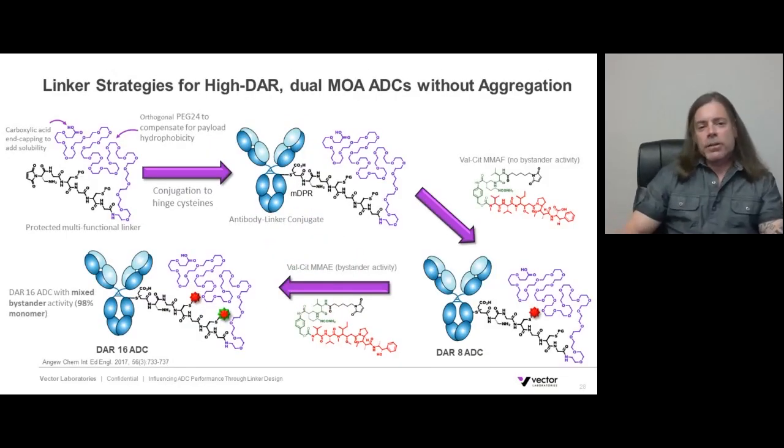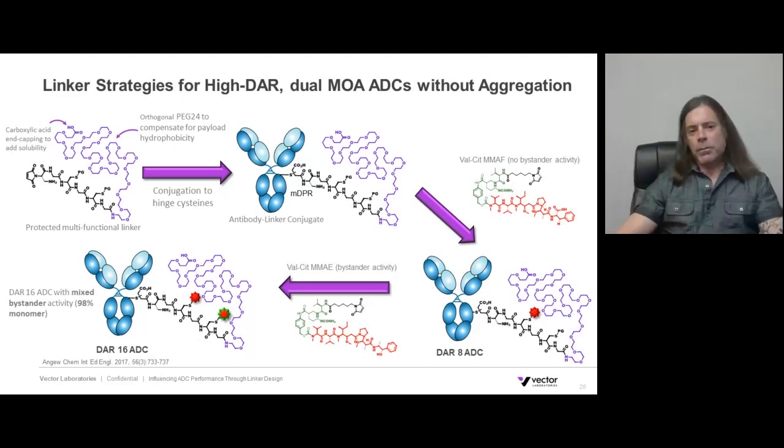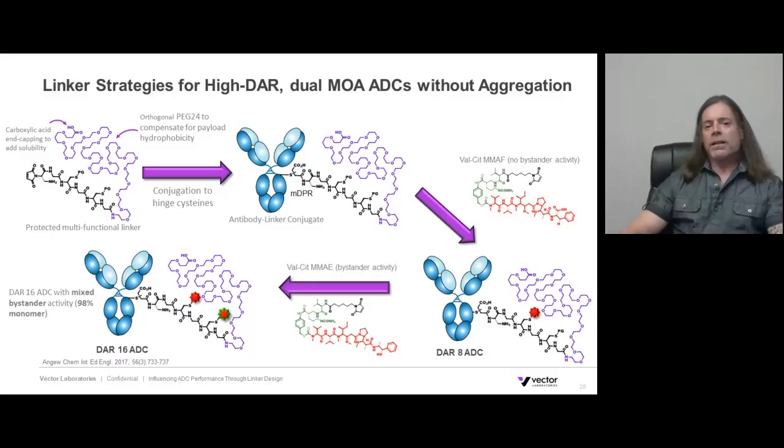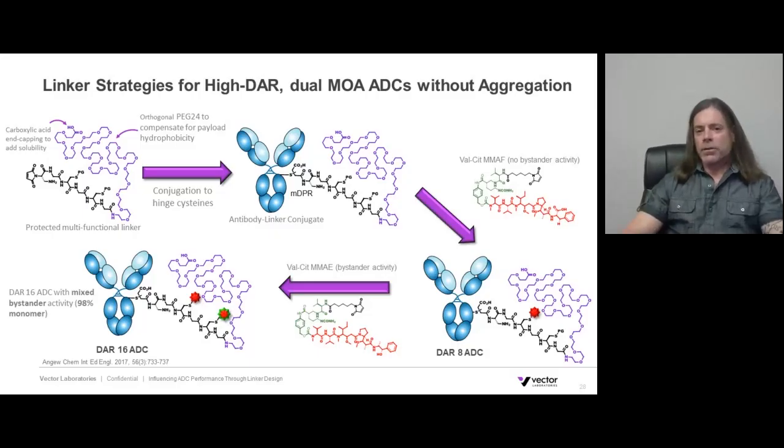Dr. Jackson mentioned the use of branch linkers to accommodate multiple payloads if you're looking at developing ADC with a dual mechanism of action. This example, like his, uses both MMAF and MMAE, so you have an ADC with mixed bystander activity. But what CGen did here is they put a PEG-24 spacer in that orthogonal position, and they capped it off with a carboxylic acid group. So this improves the hydrophilicity and water solubility of that linker payload.